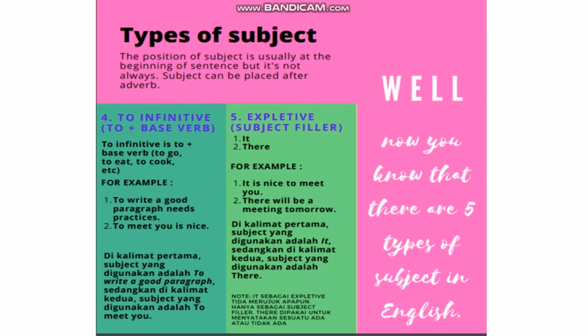The next one is called to infinitive. What is to infinitive? To infinitive is to plus base verb. For example, the words like to go, to eat, to cook, to run, to jump, to cry, and etc. are examples of to infinitive. And you can use to infinitive as a subject.